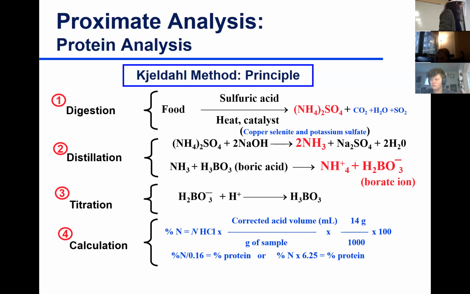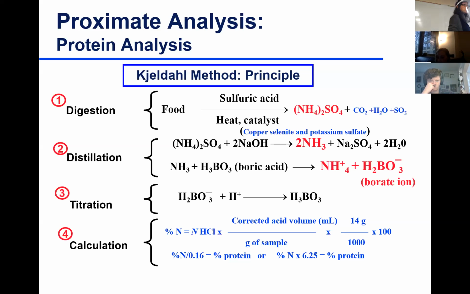ammonium sulfate. The high acid concentration, the concentrated acid, is going to burn your food basically. With strong acid and heat, your organic matter is going to burn. The rest of the components of the protein and other components will burn and oxidize, and you get CO2 gas, H2O gas, SO2 gas. All of these will leave the sample. What remains in the flask is your ammonium sulfate with any excess acid.